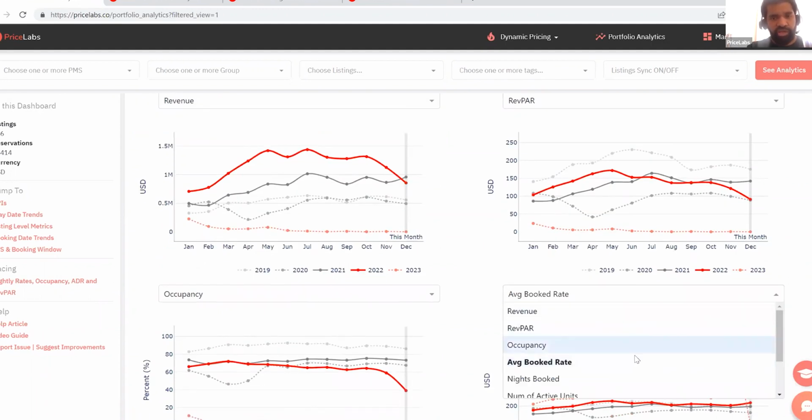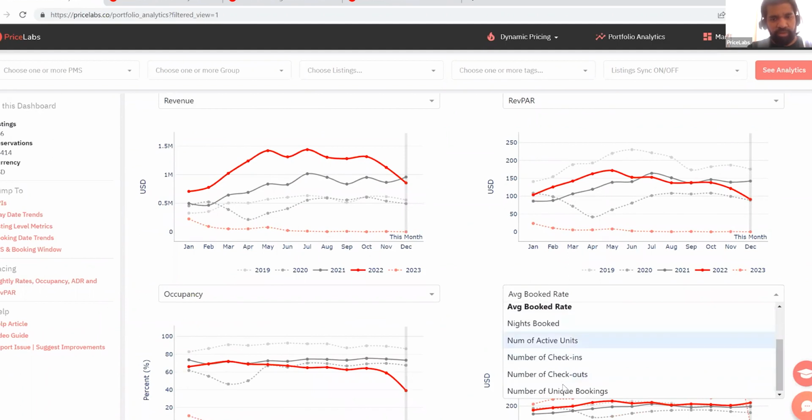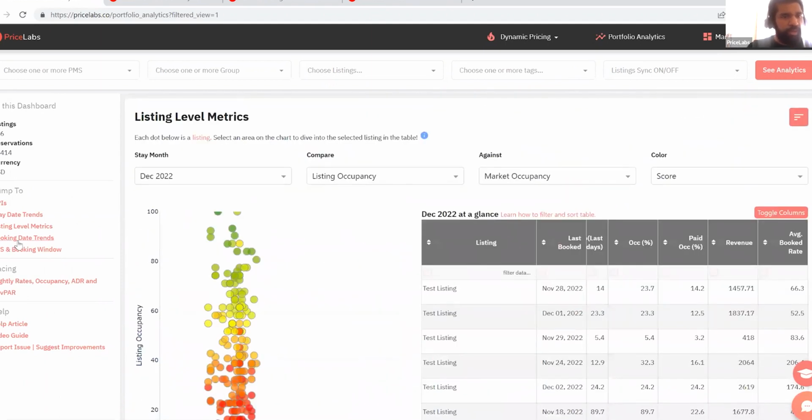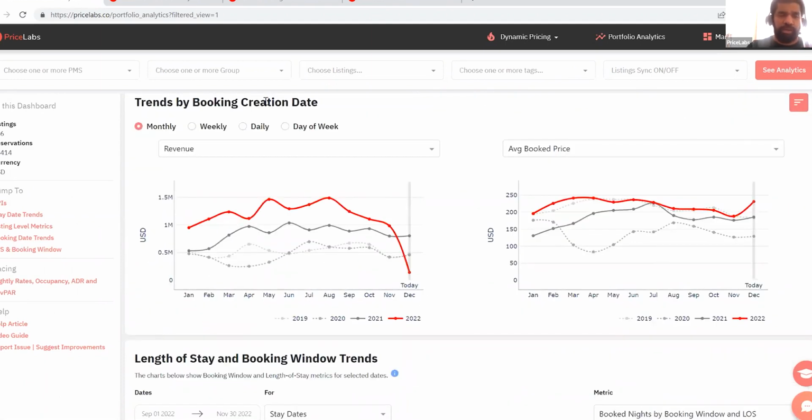And if I wanted to change these graphs, I can look at some of the other graphs as well, which is like number of check-ins, number of checkouts, number of unique bookings, etc. I can also see similar information by creation date. So that's use case one, where I'm comparing my historical information with prior periods.